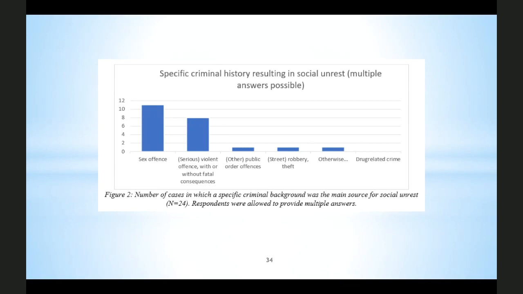Of the 24 respondents, 11 reported that the ex-offender had a criminal history consisting of sex offenses, and 8 respondents, or 1/3 of the respondents, recalled the ex-offender also having a background of serious violent crimes. Well, we see convictions for street robbery and theft, and other public order offences, such as noise nuisance, public drunkenness, and arson, each named only once by respondents.